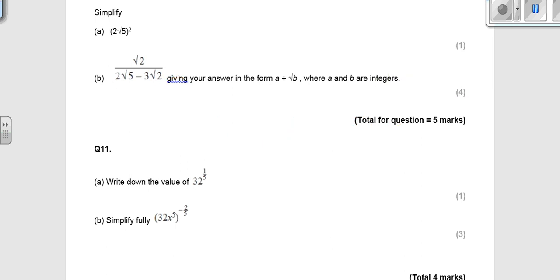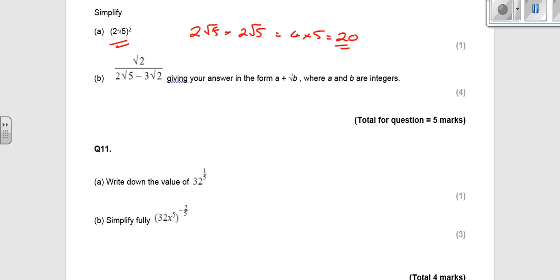This one was done okay, I guess. The hardest thing about this one, though, is recognizing that it's not 2 plus root 5, it's just 2 root 5. So 2 root 5 squared means 2 root 5 times 2 root 5. So 2 times 2 is 4. Root 5 times root 5 is 5. So that's 4 times 5, which equals 20.